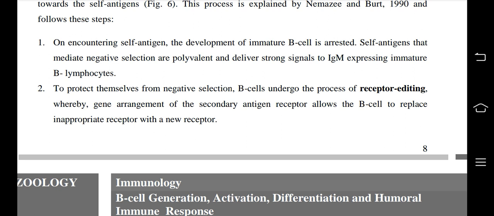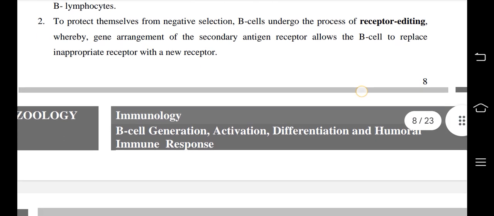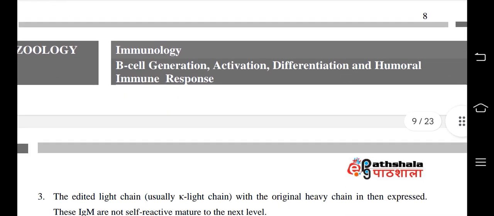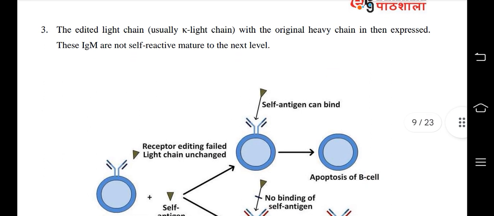To protect themselves from negative selection, B cells undergo the process of receptor editing, in which gene rearrangement of secondary receptor genes allows the B cell to replace an inappropriate receptor with a new receptor. The edited light chain, usually kappa light chain, is expressed with the original heavy chain. These IgM are not self-reactive and mature to the next level.